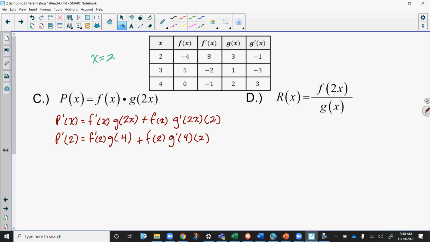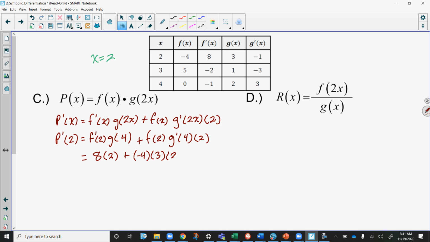All right, let's see what we wind up getting when we find our numbers by substituting. So f prime of 2 looks like it's going to be an 8. G of 4 looks like it's going to be a 2. And f of 2 looks like it's going to be a negative 4. G prime of 4 is going to be a 3.